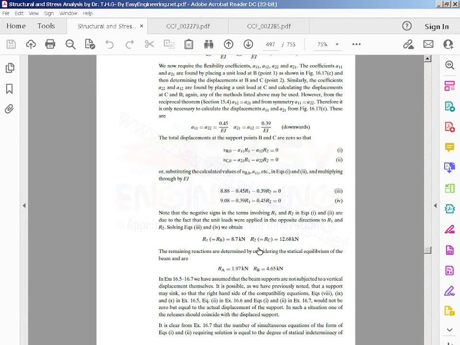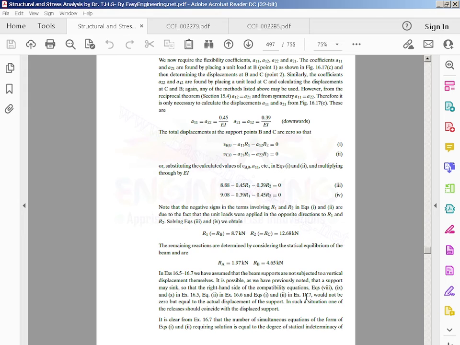The remaining reactions are determined by considering the statical equilibrium of the beam. That's adding up all the vertical forces, which should equal 0 with the reactions. So RA equals 1.97 kilonewtons, and RD equals 4.65 kilonewtons. So that's the solution once you solve the simultaneous equations. I'm going to do a separate video on simultaneous equations as a refresher.